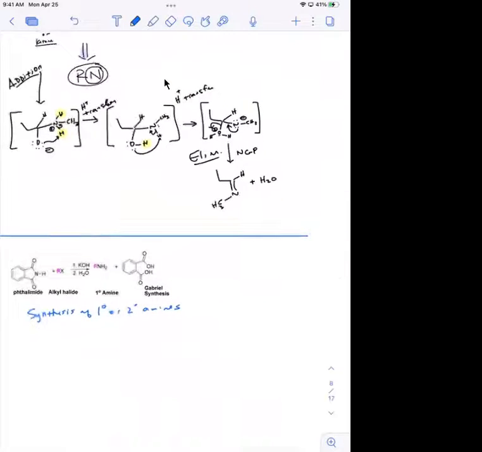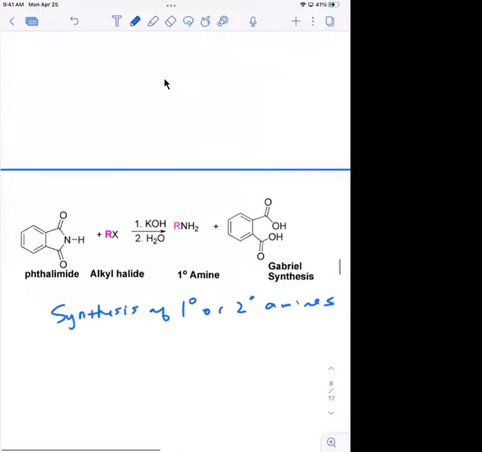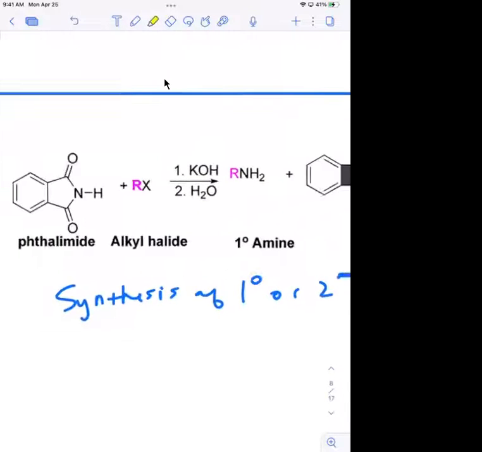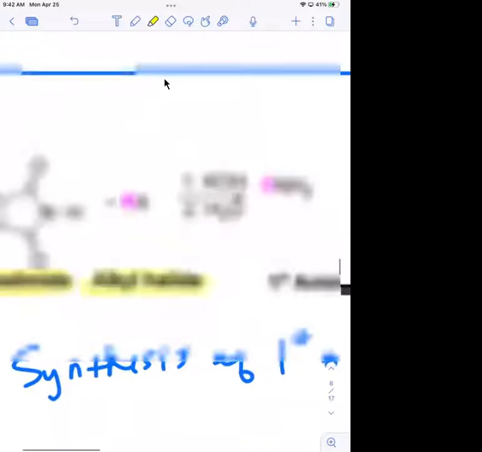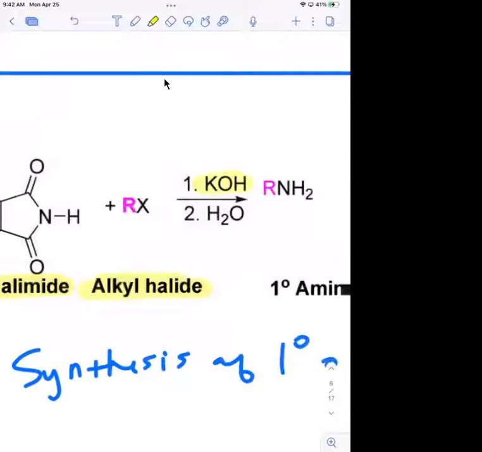And with the Gabriel synthesis, it's fairly easy to spot. And again, we have to get in the habit of, even if we don't know all the arrows, we can still predict the product. And the way you predict the product is to look at the functional groups that are reacting. So when you're doing Gabriel synthesis, it's always the same starting materials. It's phthalimide, which is this compound right here, an alkyl halide, and a base, right? Those are your three main starting materials.